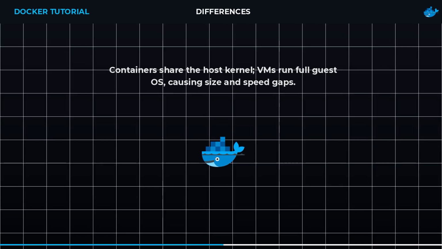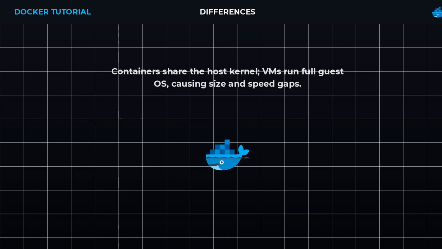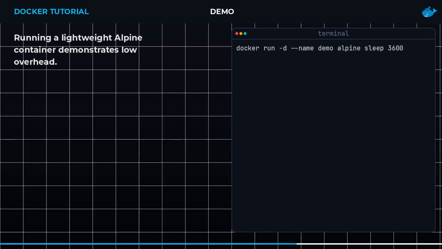The core difference lies in the operating system layer. Docker containers share the host's kernel, so they're much smaller and start in seconds. VMs, on the other hand, emulate hardware and load a complete OS, which adds latency and consumes more RAM and disk space. Now let's see it in action.